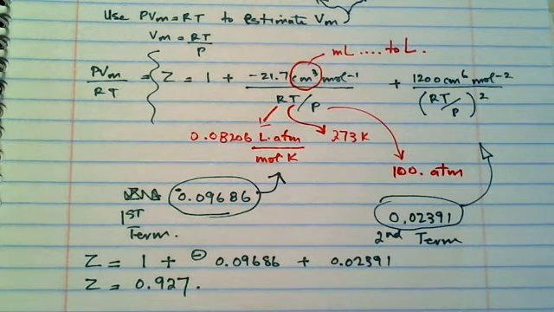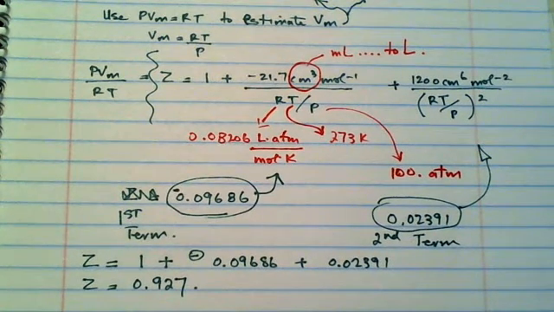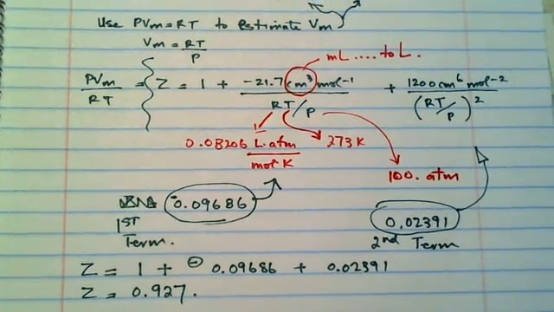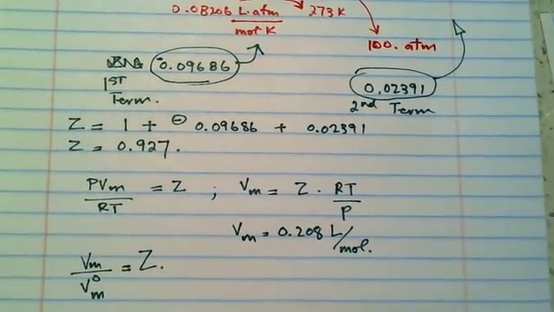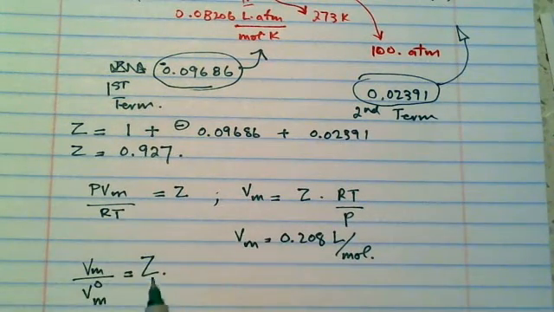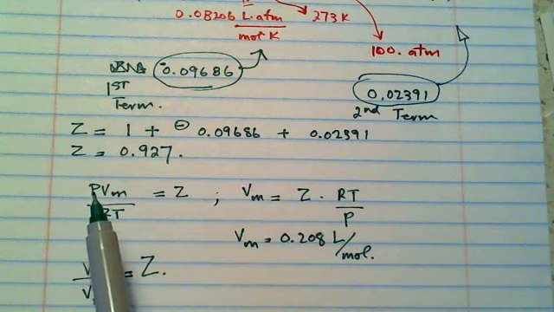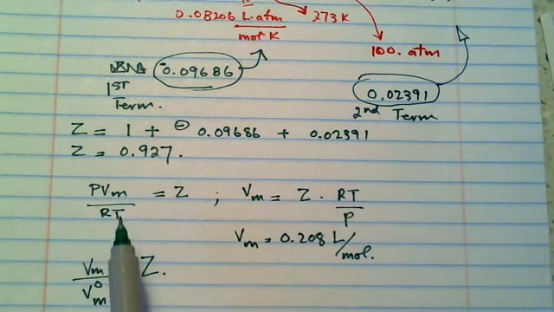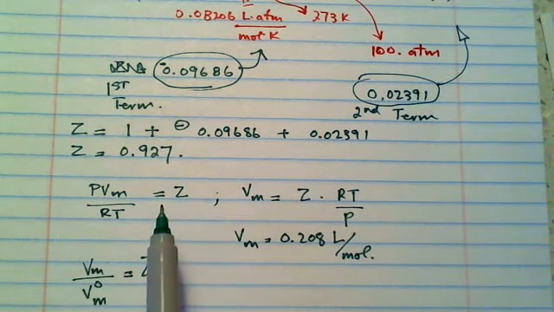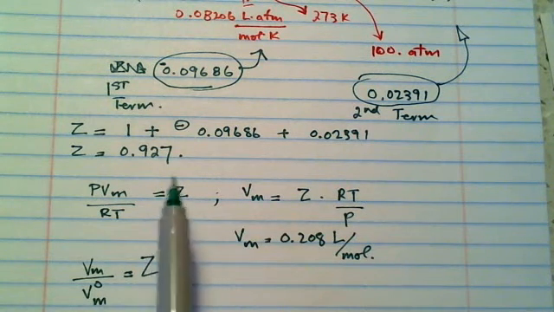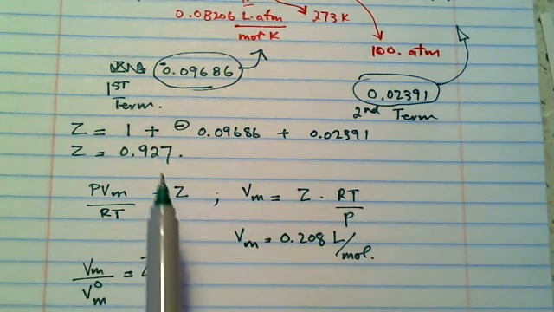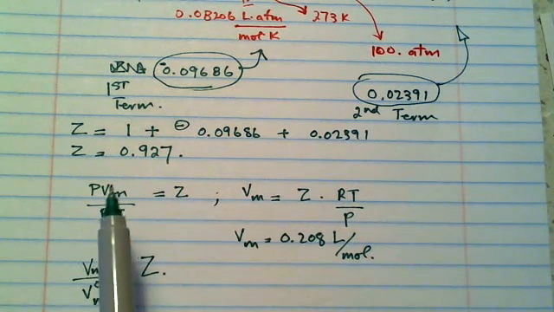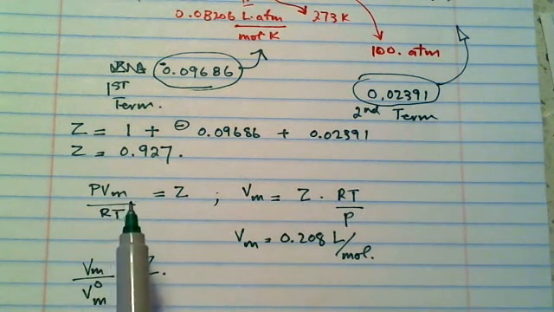The final part of that question asked you then to use that Z value to estimate the molar volume. And so that's what we've done right here. We've got back to our old standard, PVM over RT is equal to Z. And now I'm not using the virial type equation because I have a value for Z. That's 0.927. I've been asked to find the molar volume. It is my only unknown in this equation.